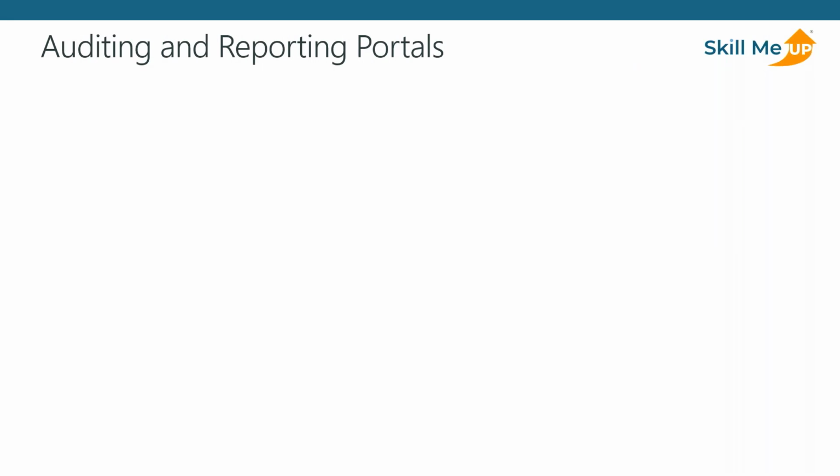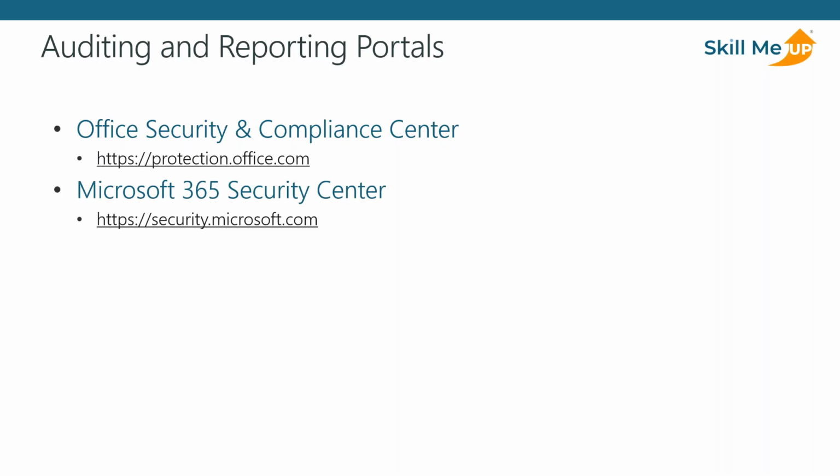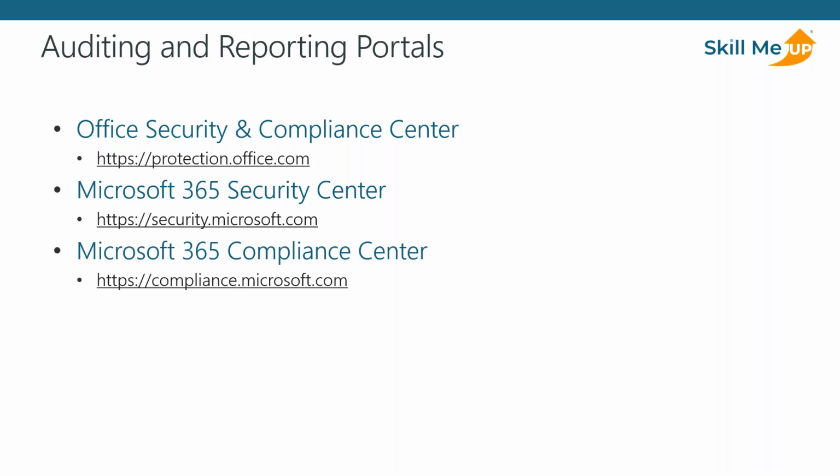The Office 365 Security and Compliance Center is available for reporting and auditing. You can access it using protection.office.com, which is kind of the older way of doing it. We also then have the Microsoft 365 Security Center, which is security.microsoft.com. And then we have the Compliance Center, which is compliance.microsoft.com. Now, of course, these may change over time, but each of these are still available at the moment.